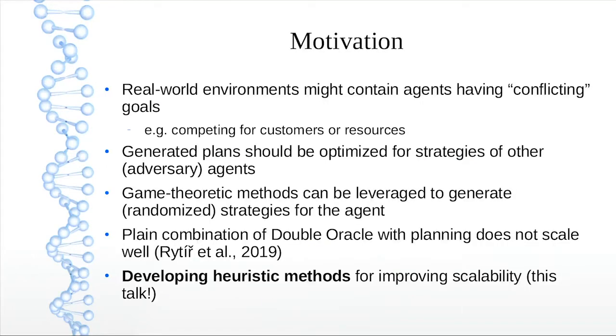So in real-world environments it might be the case that there are some other agents with conflicting goals, such that they are competing for customers or for resources. So this means that generated plans should be optimized for strategies of these other adversary agents. To do so, we can leverage game theoretic methods such as the well-known double oracle algorithms, that can generate a randomized strategy for the agent.